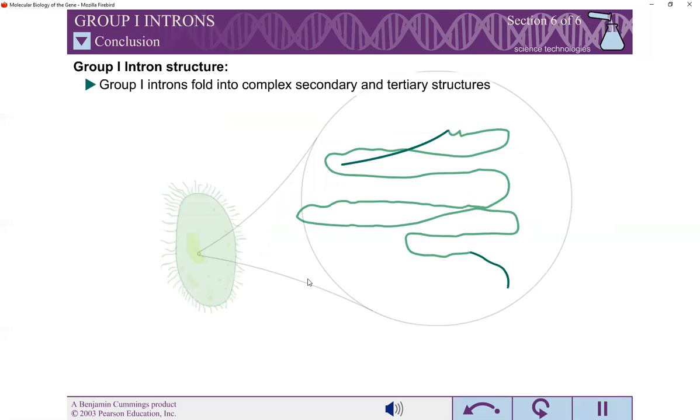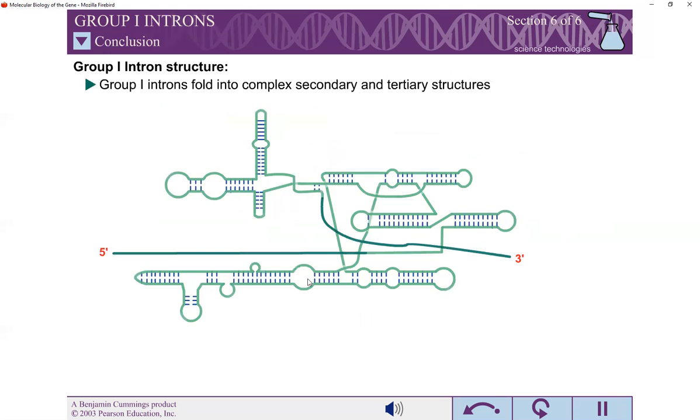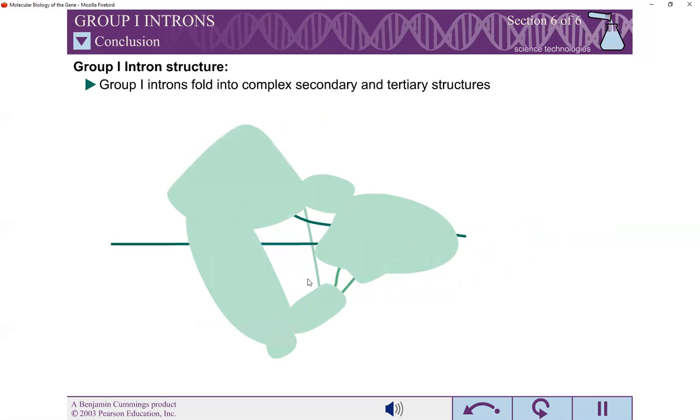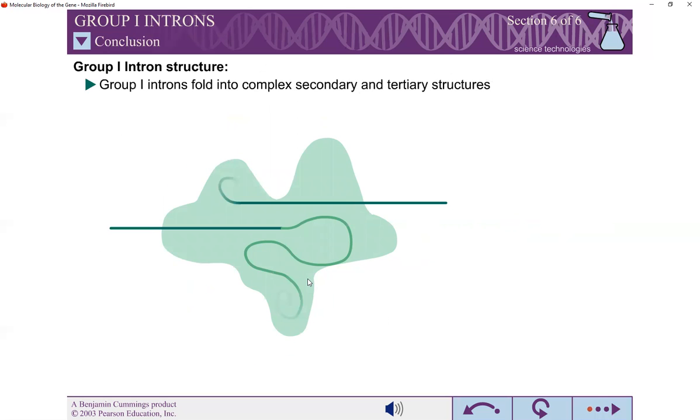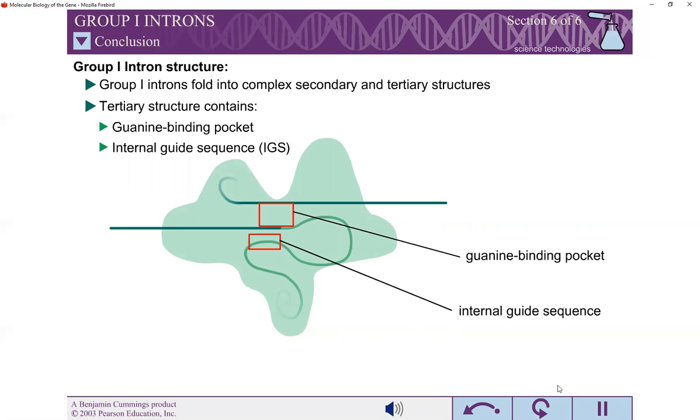Group 1 introns are catalytic RNA molecules capable of splicing themselves out of an RNA transcript. Group 1 introns fold into complex secondary and tertiary structures. Okay, this is the revision. They have been folded into the complex secondary as well as the tertiary structure. The tertiary structure contains two important features: a guanine binding pocket and an internal guide sequence. So it contains two different types of sequences.